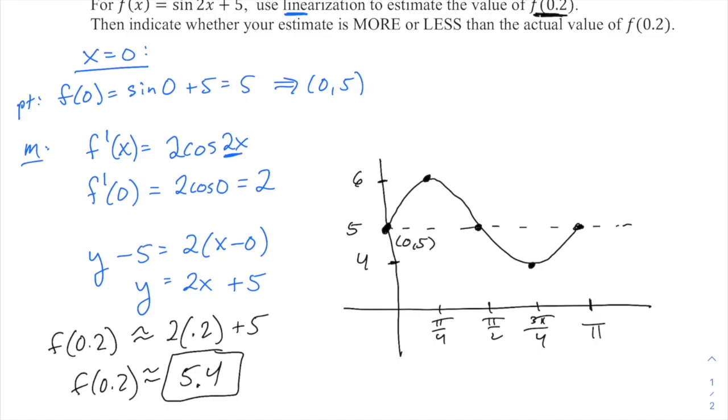Right? That's why we chose that point, because it was a nearby point. F of 0.2 would be right about there, and I don't know that y coordinate. That's what I'm trying to estimate here. But what I did just do is I wrote the equation of this tangent line at 0, 5.